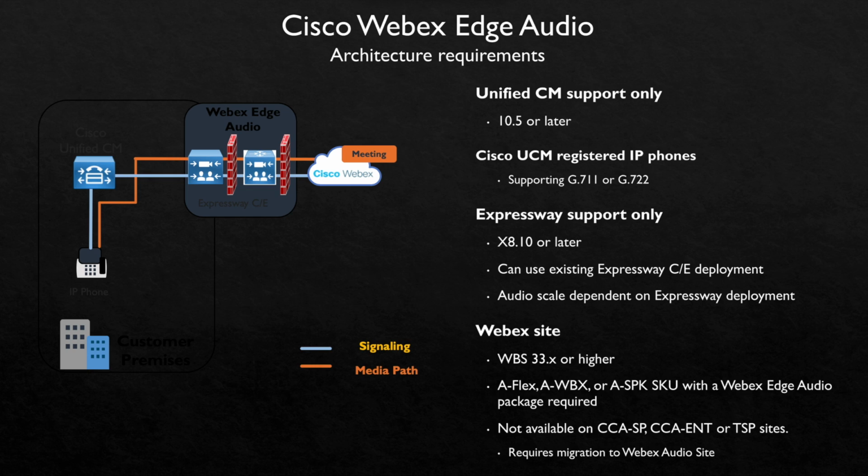Note on this slide, though, that specific minimum versions and licensing must be met in order to successfully deploy the solution. RMS licenses on the Expressway are not a required license because calls are just going out to Webex. And RMS licenses have never been required to be able to call into Webex. However, you do have to have a Webex subscription with AFlex, AWBX, or ASPK SKUs, along with the Webex Edge Audio package.